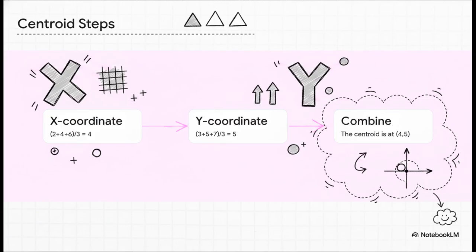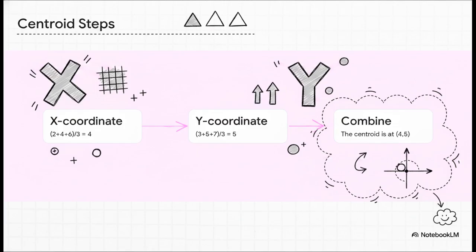Okay, let's verify your answers. Step 1. Add the x coordinates. 2 plus 4 plus 6 equals 12. Divide that by 3 and you get 4. Step 2, add the y coordinates. 3 plus 5 plus 7 equals 15. Divide that by 3 and you get 5.